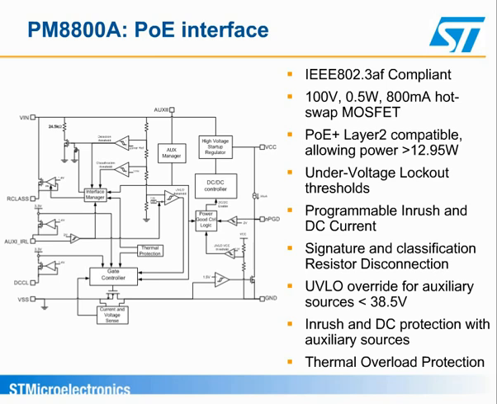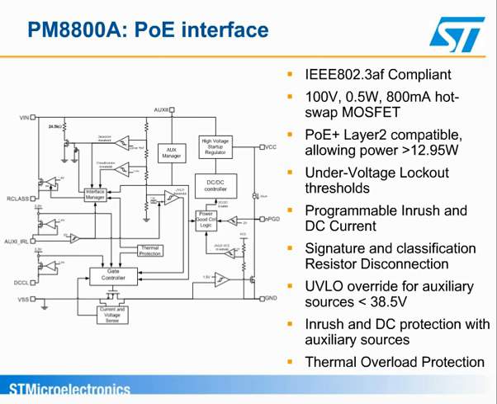Once the voltage at the input port is higher than the internal undervoltage lockout threshold, the inrush phase is active and the internal hot swap MOSFET is closed in a safe and controlled way. The current in the inrush phase is programmed by the AUX IRL pin, while the DC current limit is programmed through a resistor applied on the DCCL pin.